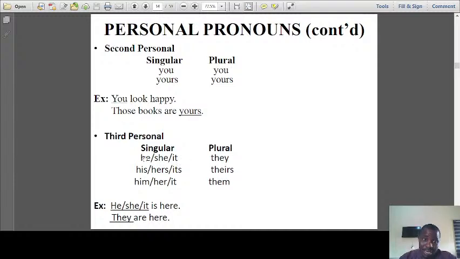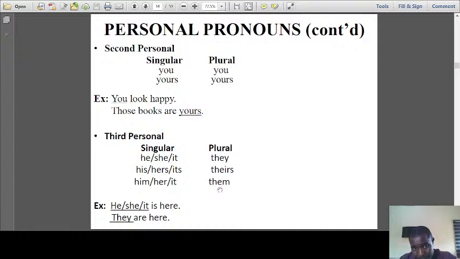He is talking to me. He or she or it is talking to me. Or they are talking to me, if it is subject position. But if it is object, I am talking to him, I am talking to her, I am talking to it, something like that. Or if plural, I am talking to them.